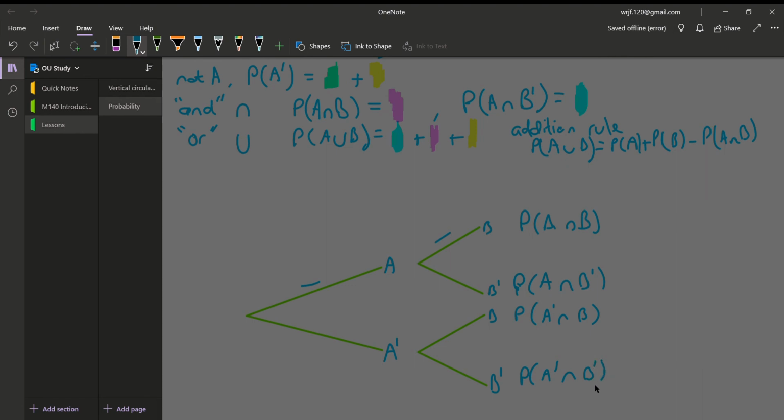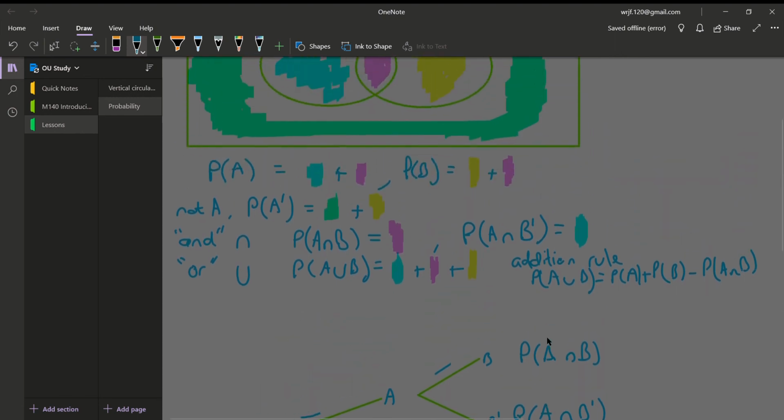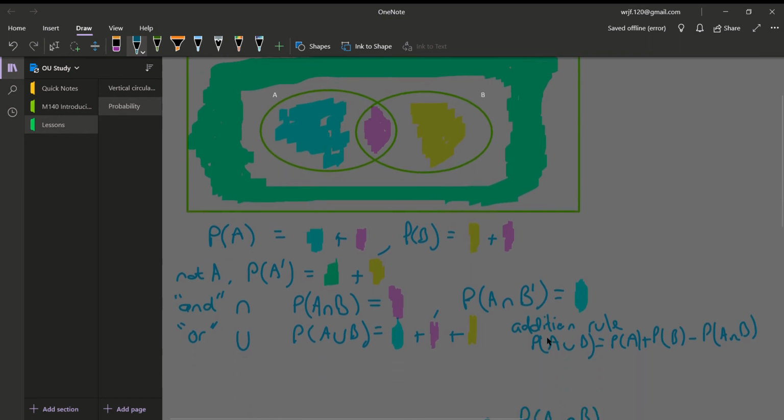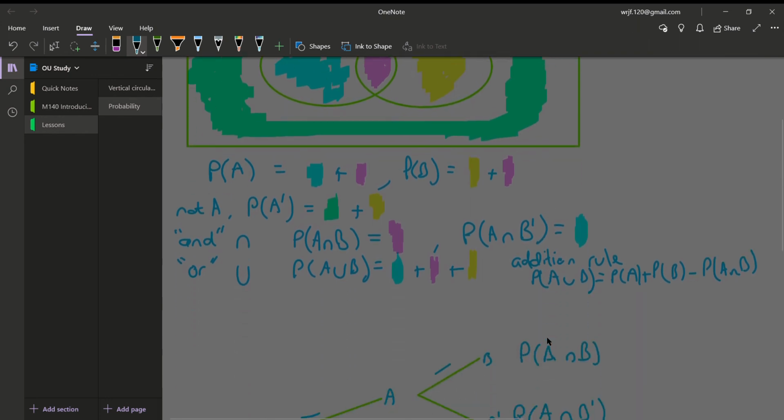So there we are. That's just a quick look there at the language and symbols that go with probability, and we're going to fill in a few more details on that in subsequent videos.